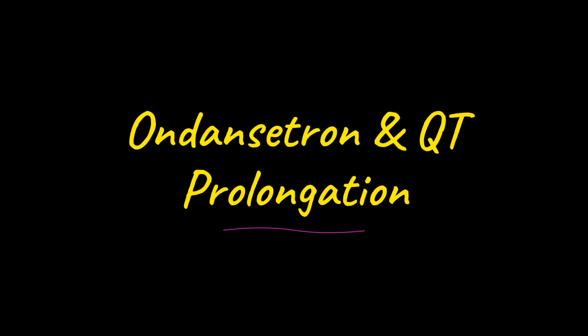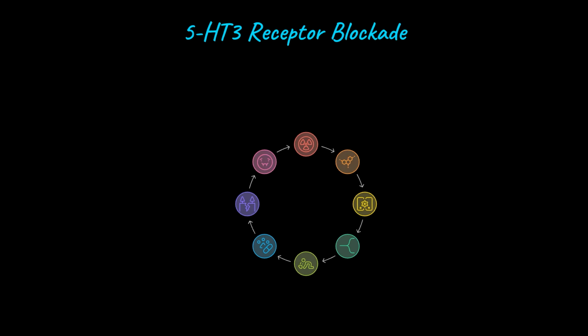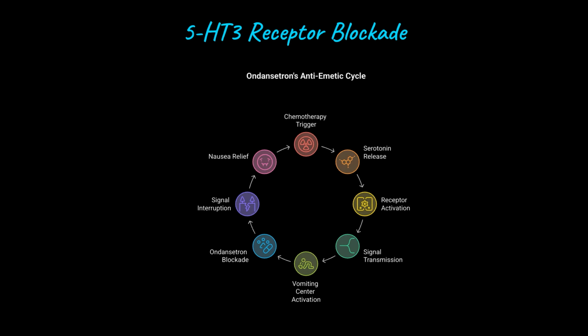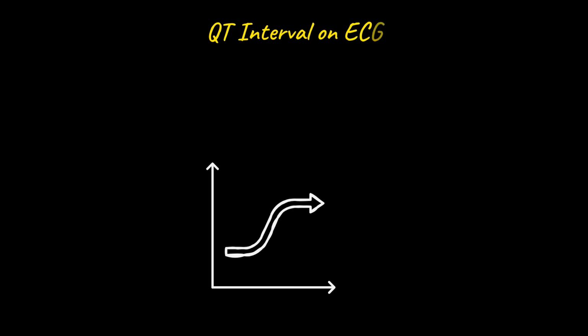Ondansetron is a serotonin type 3 receptor blocker used to prevent chemotherapy-induced nausea and vomiting. It works by shutting down the serotonin signal that the gut and brain's vomiting center release in response to chemo. Chemotherapy triggers serotonin release from cells lining the gut. That serotonin binds to 5-HT3 receptors on nerve endings and sends a vomiting signal to the brainstem. Ondansetron blocks those receptors before the signal can travel.